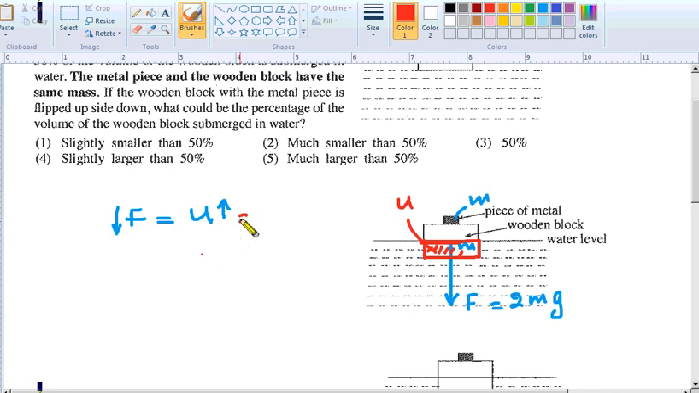So the upthrust is equal to half V rho g, because say the total volume is V, so only this part is submerged, so that part is half. So half V rho g is the upthrust. That is the upthrust.